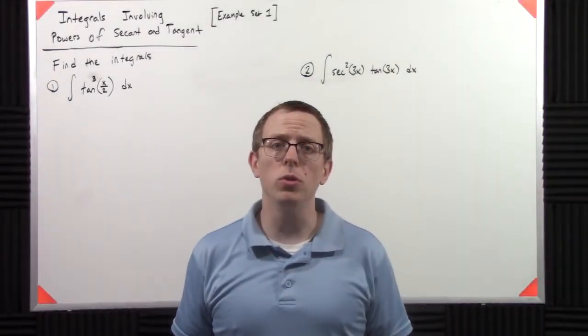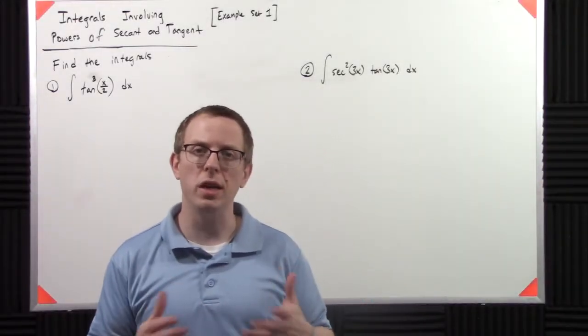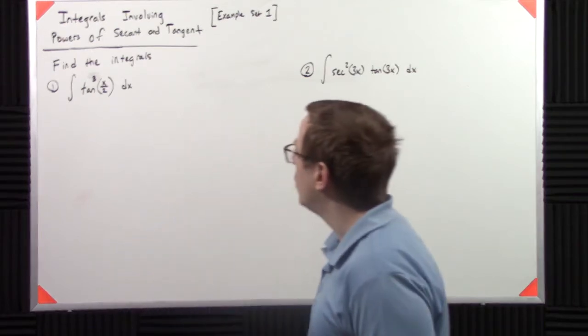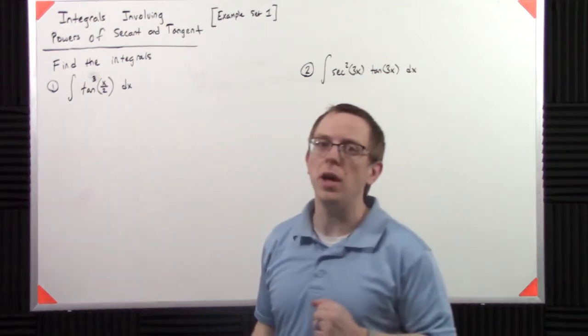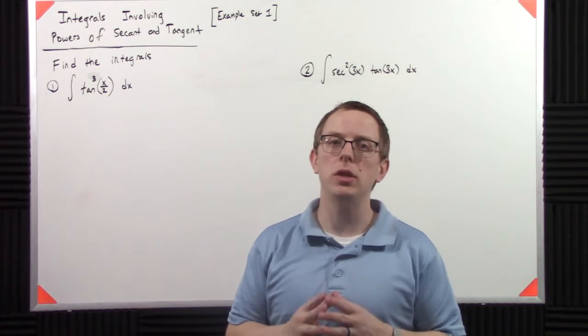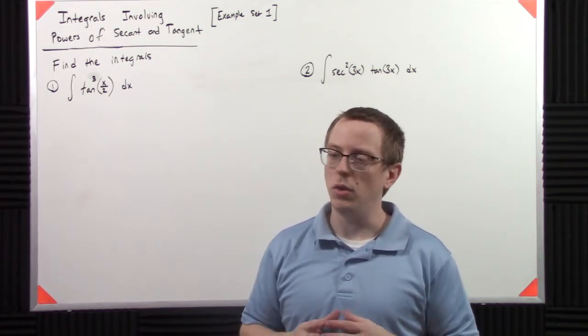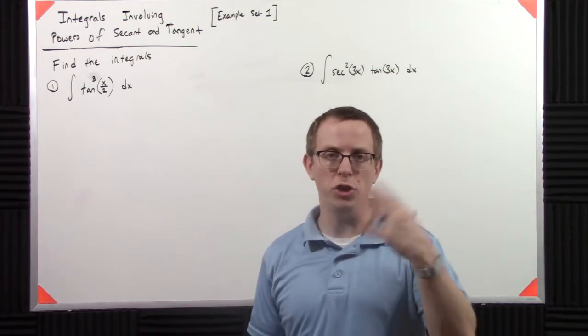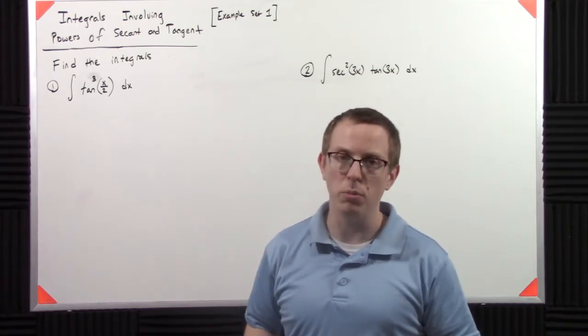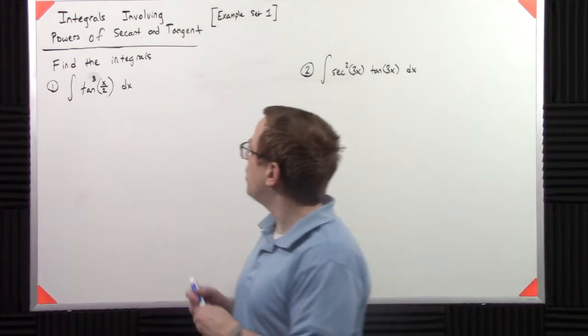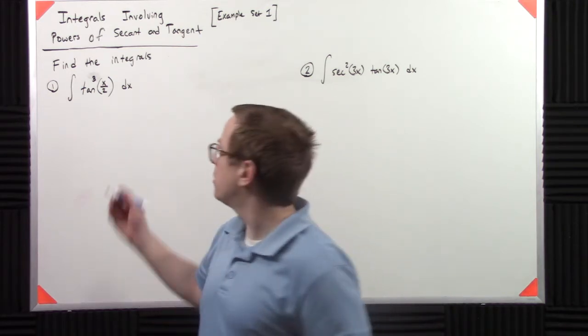Let's find some integrals using those powers of secant and tangent that we just talked about. The first one is the integral of tangent cubed of x over 2 dx. This is a case where the tangent function is odd and there is no secant function. So what we've got to do is generate some secant functions so we can play nicely. To do that, I'm going to rewrite this.